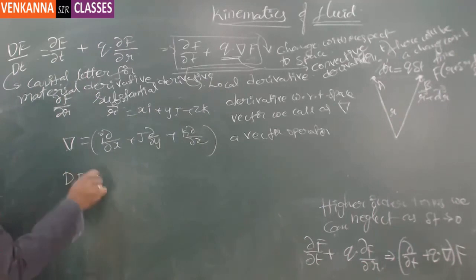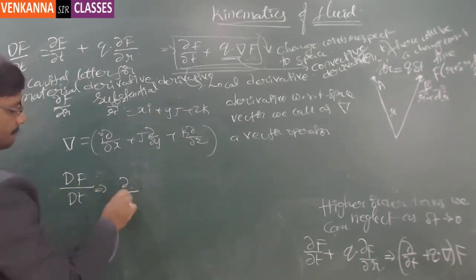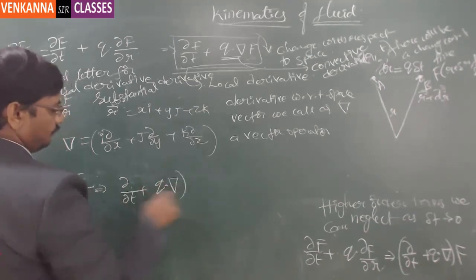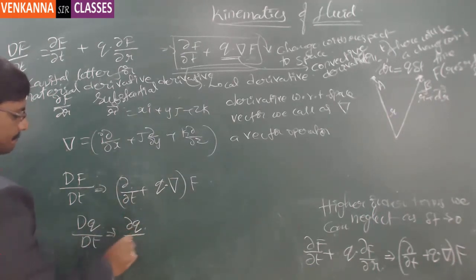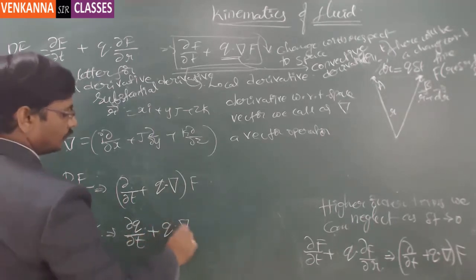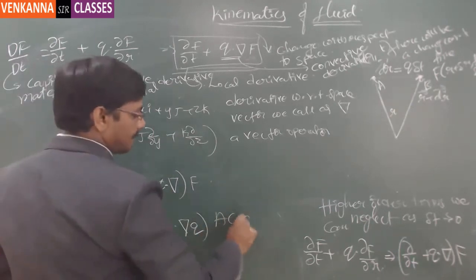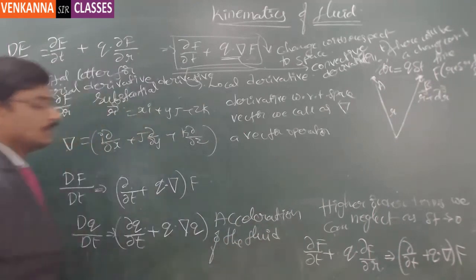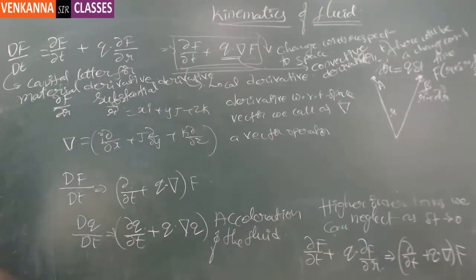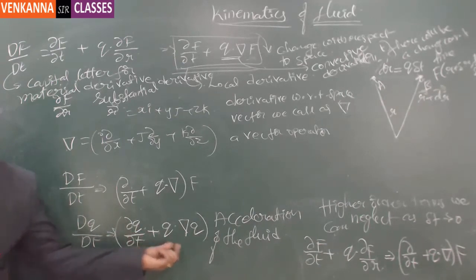So, the material derivative of any fluid property f is nothing but dou f by dou t plus q dot del of f. Suppose f equals q, then Dq by Dt is equal to dou q by dou t plus q dot del q. This is nothing but the acceleration. See, the acceleration. So if f becomes q, we want to find the derivative of q. q is nothing but the velocity vector. If you take the time derivative of the velocity vector, it happens both because of time and space. That's why dou q by dou t plus q dot del q.